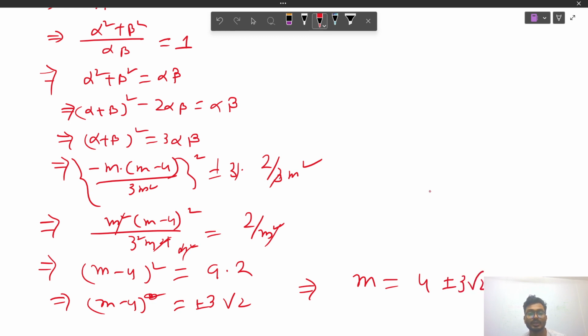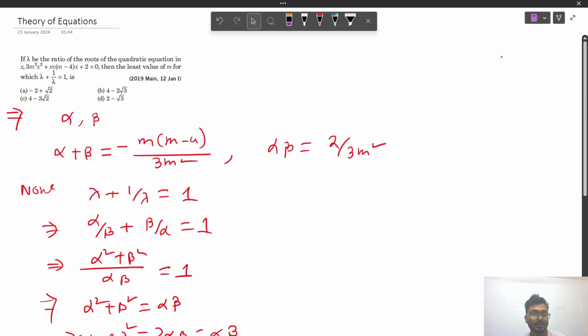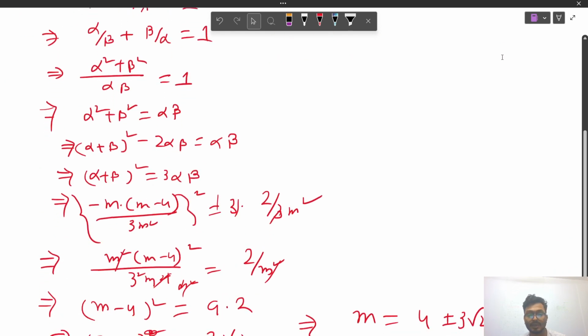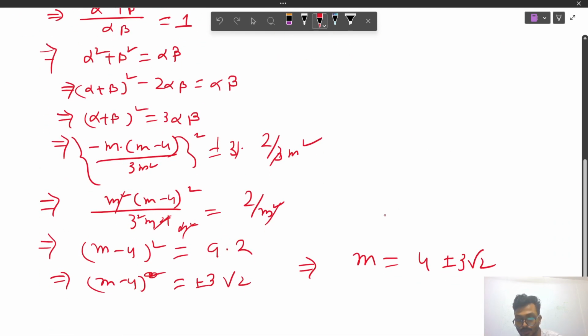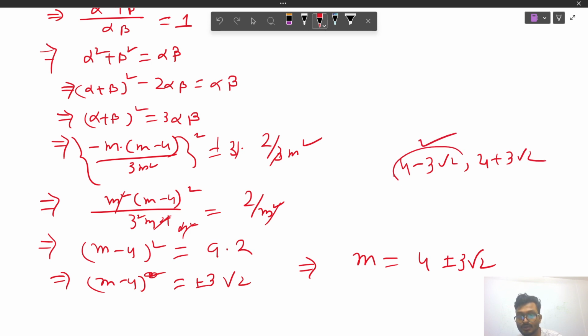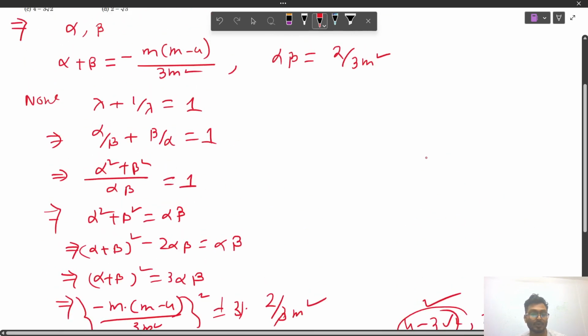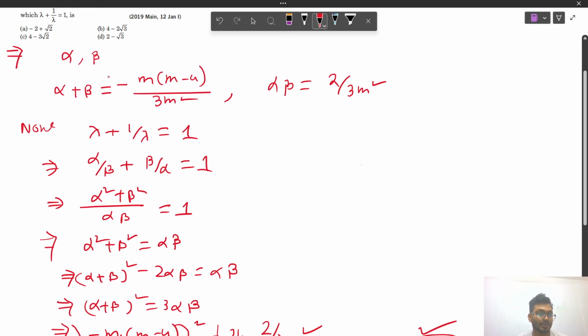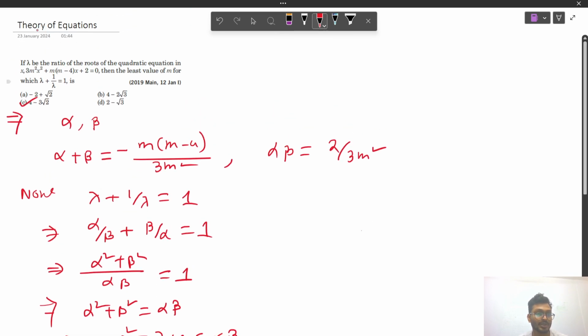Now what do we need? We need the least value of m. So the least value is either 4 minus 3 root 2 or 4 plus 3 root 2, two values. Now 4 minus 3 root 2 is the least, so it will be our answer. So option C is correct.